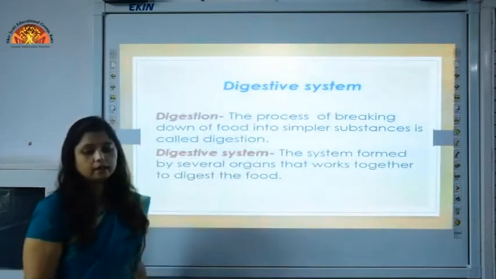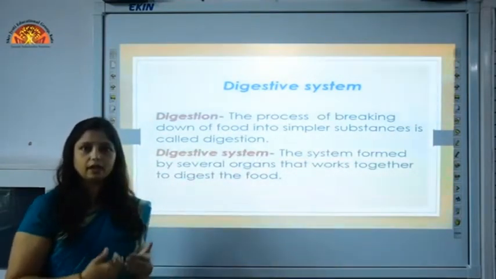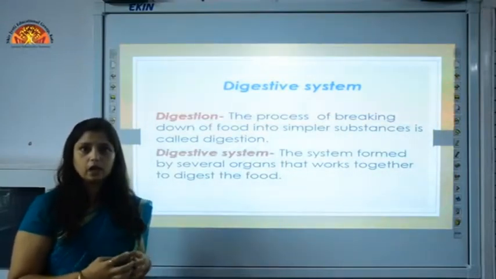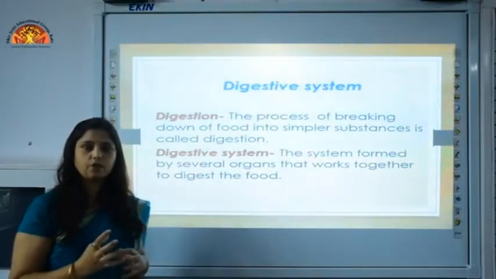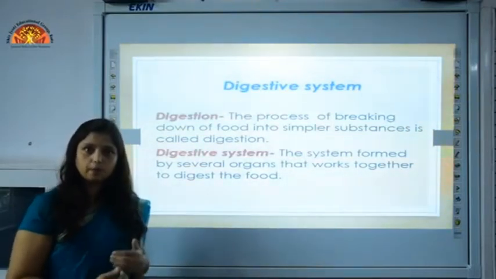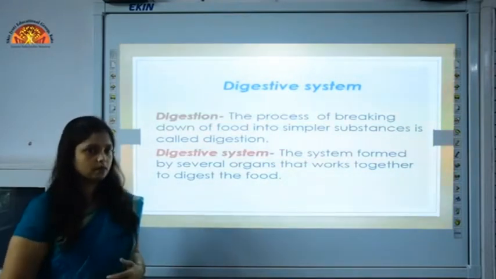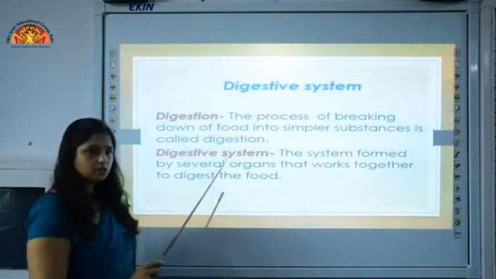So children, there is a process working in our body through which the food we are eating is broken down into simpler forms. These simpler forms are called nutrients. These nutrients are then absorbed by our body and used by our body for different works. So this is called digestion.